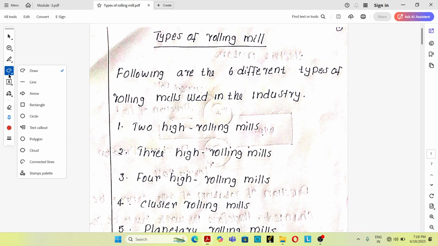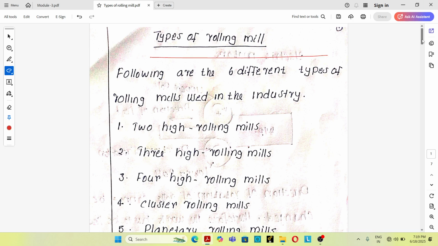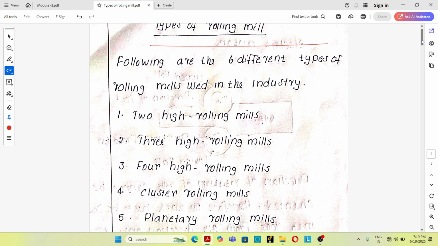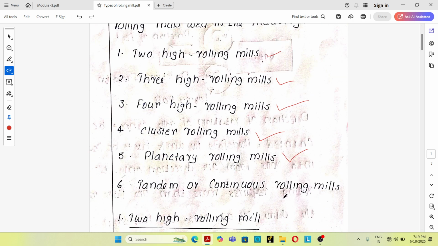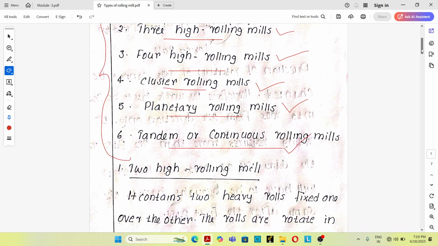Next one, types of rolling mill. There are 6 different types of rolling mills used in the industry: 2 high rolling mill, 3 high rolling mill, 4 high rolling mill, cluster rolling mill, planetary rolling mill, and the sixth one is tandem or continuous rolling mill. These are the 6 classifications of rolling mill used in the industry. We can discuss them one by one.